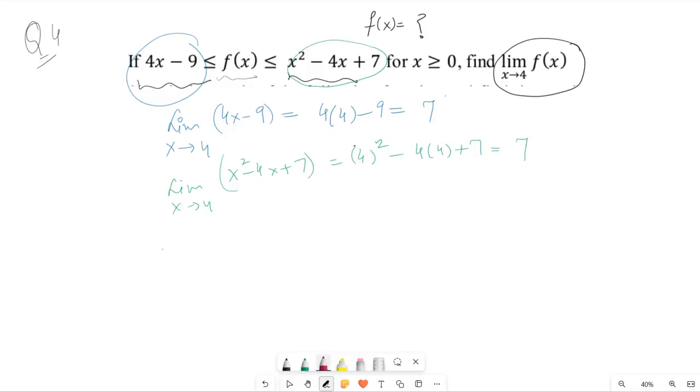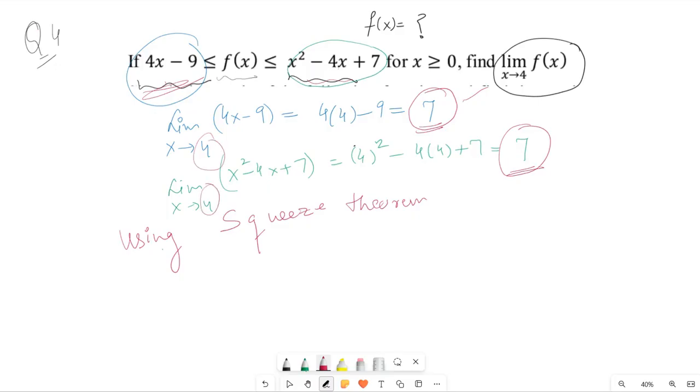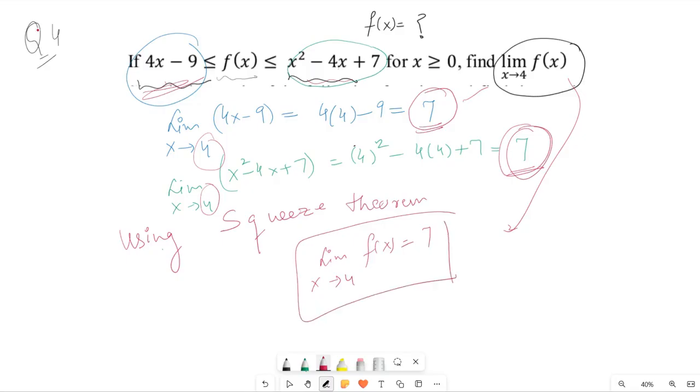So what I notice is both the left-hand side function and the right-hand side function approach the same number. So the squeeze theorem says if a function is squeezed between these two functions and both of them approach the same number as x is approaching a particular number, then the limit as x approaches 4 of the function should be just the same value, whatever both of those two functions are approaching. So this question is a use of the squeeze theorem basically.